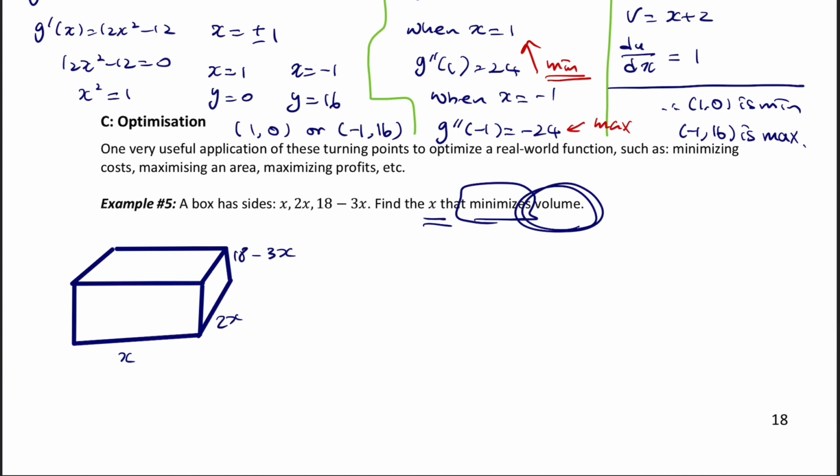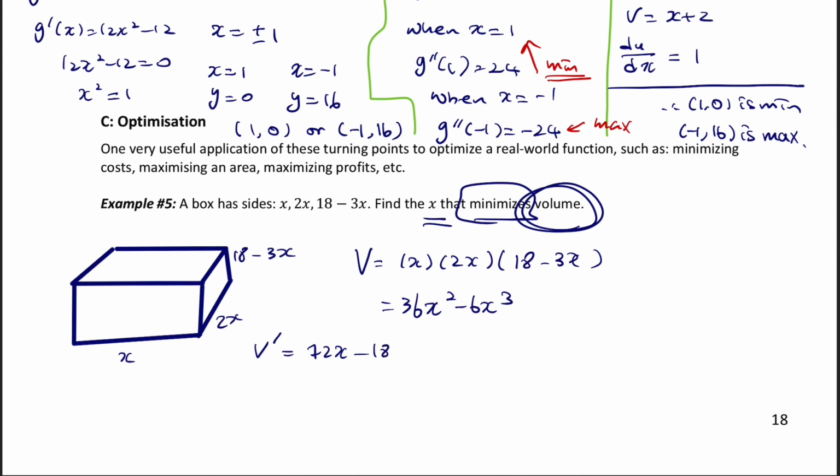We know that the volume of a box is x times 2x times (18 minus 3x). This is the same as 36x squared minus 6x cubed. Then, since we need to find the x value of the minimum point, we first have to find the first derivative of the function V. This becomes 72x minus 18x squared. Then we can set this equal to 0.